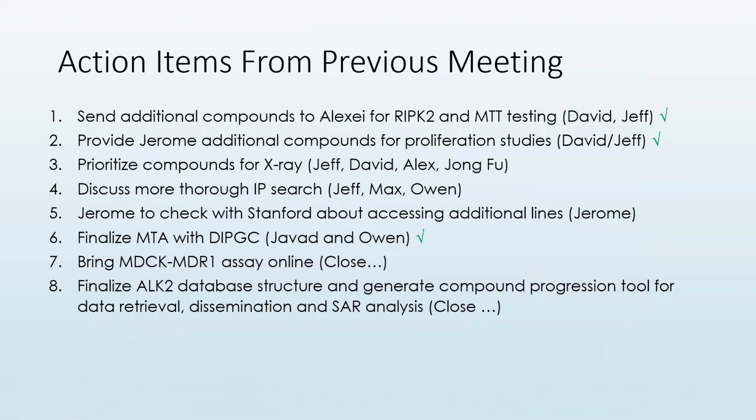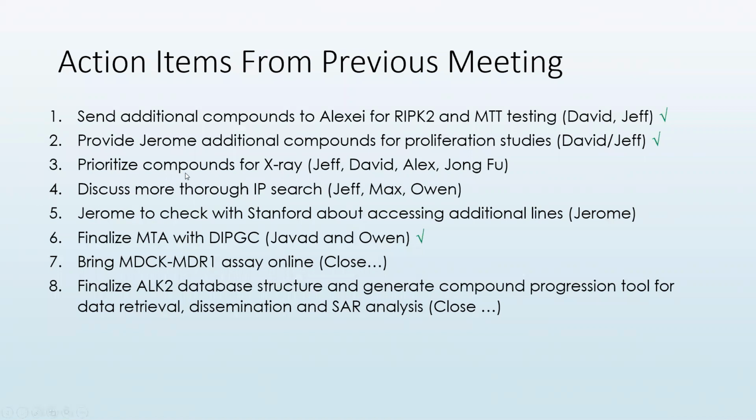All right. So the action items from the previous meeting that I captured are shown here. Alexi was interested in some of the newer molecules that we had highlighted at the previous meeting, to run in his RIPK2 assays and for MTT testing. David Schmiel and I organized that and got the compounds sent out. Jerome, we wanted to provide with some of the newer compounds as well, as well as a key reference compound that he can include in his assays that is structurally similar but completely inactive against ALK2. It's always a good control to include, especially in the phospho-SMAD type assays.